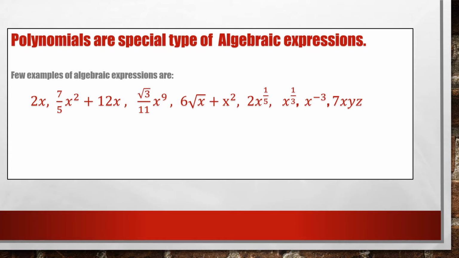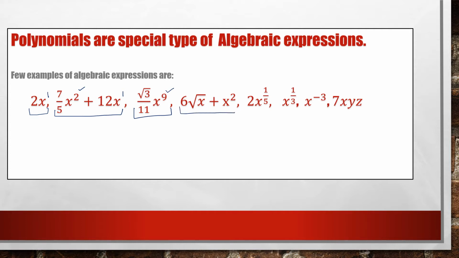Now, how to differentiate polynomials from algebraic expressions? What do we have to do? We just have to see the exponents on the variable. For example, this is the algebraic expression. Now the exponent on variable x is 1. Here there are two terms and we will see the exponent on each term. Exponent on x is here 2 and here it is 1. In this term, exponent on the variable x is 9.